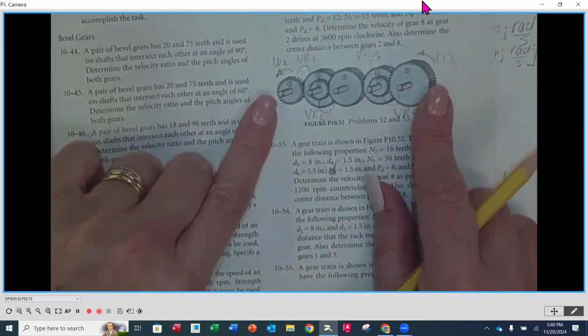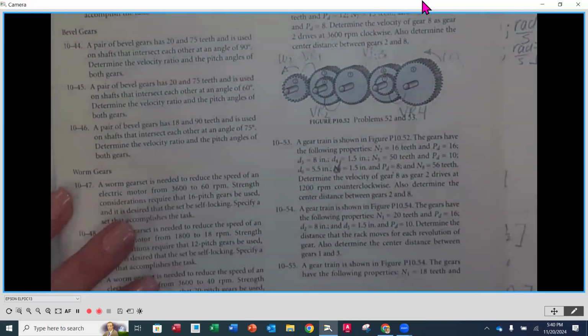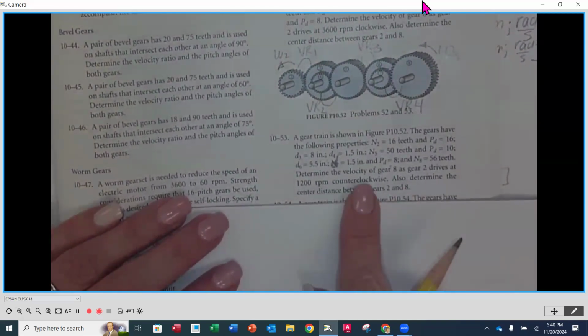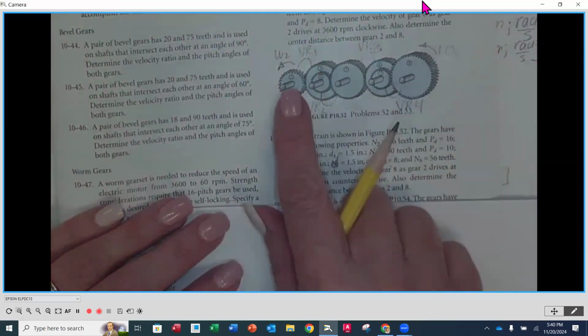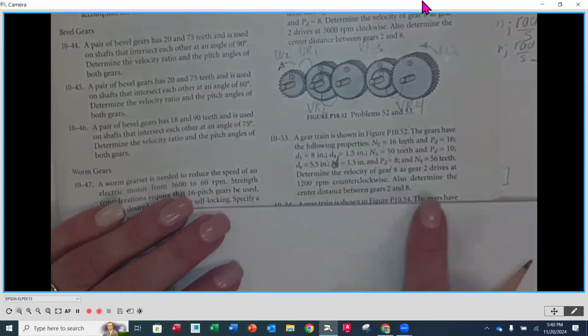We'll see. We should. All right, so we are going to do this problem very similarly to the last problem, because what they're asking for is determine the velocity of gear 8, we need W8 as W2 goes 1200 RPMs counterclockwise. Also determine the center distance. Okay, so since we have to find center distance, we're going to take that same approach as last time, where we want to find the pitch diameter for each one of our gears. Okay, because then we can just use those for that center distance.